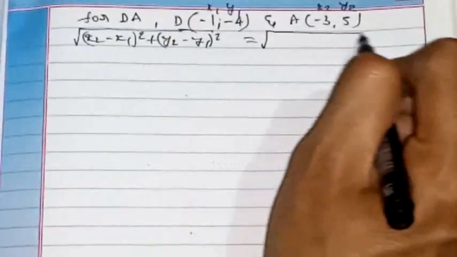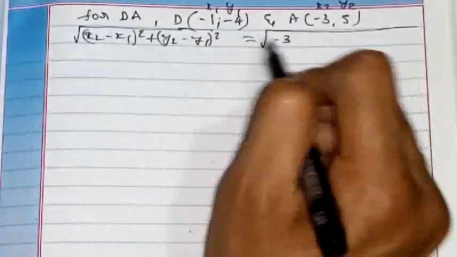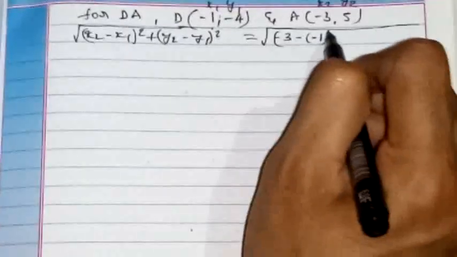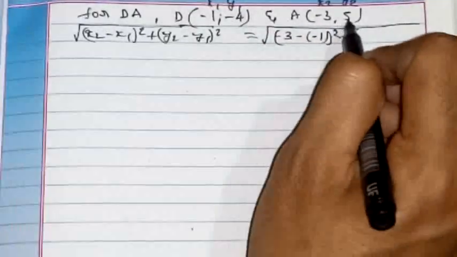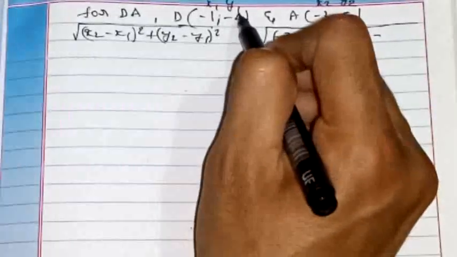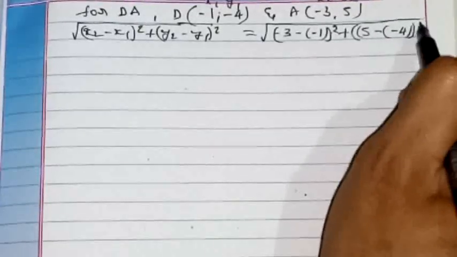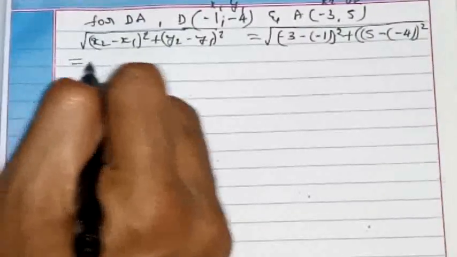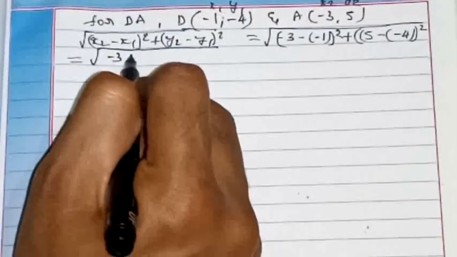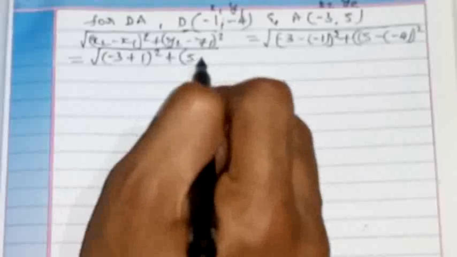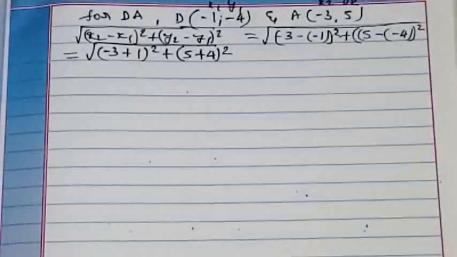So square root of, what is x2 children? X2 is minus 3, minus is there, so minus, what is x1? Minus 1, so therefore minus of minus 1 whole square plus what is y2? Y2 is 5 minus what is y1? Y1 is minus 4, so therefore minus of minus 4 whole square, right? Now simplify this. Square root of, you need to open the bracket, so keep the minus 3 as it is. Minus into minus is plus 1 whole square, plus again the same thing here also, keep the 5 as it is. Minus into minus is plus 4 whole square, right?